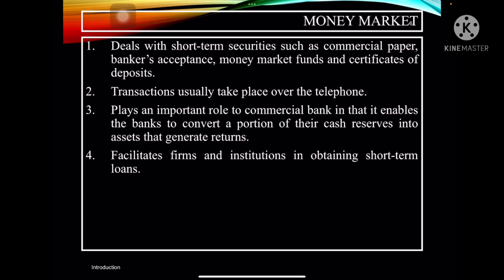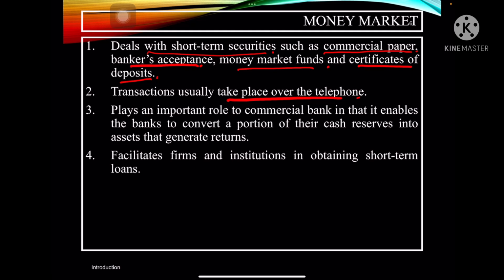So what is the money market? It's what I informed earlier: it is short term. Examples are commercial paper, which is a loan given by an established company, not a bank, and then banker's acceptance, money market funds, and certificates of deposit. Number two, the transactions normally take place over the phone, so it's quite easy. By right, we can also use the internet.